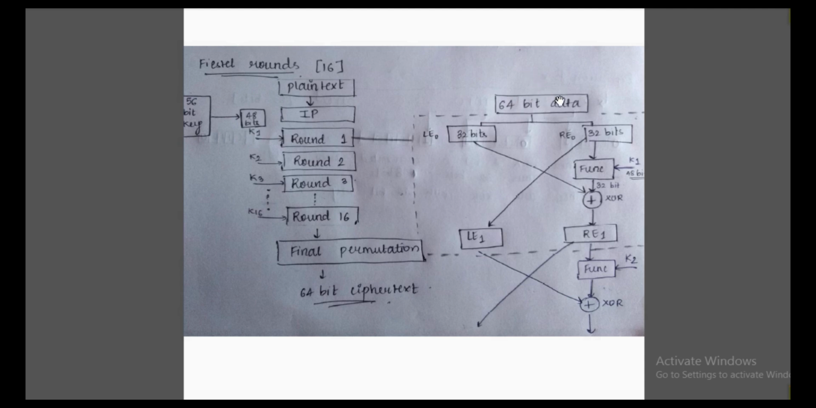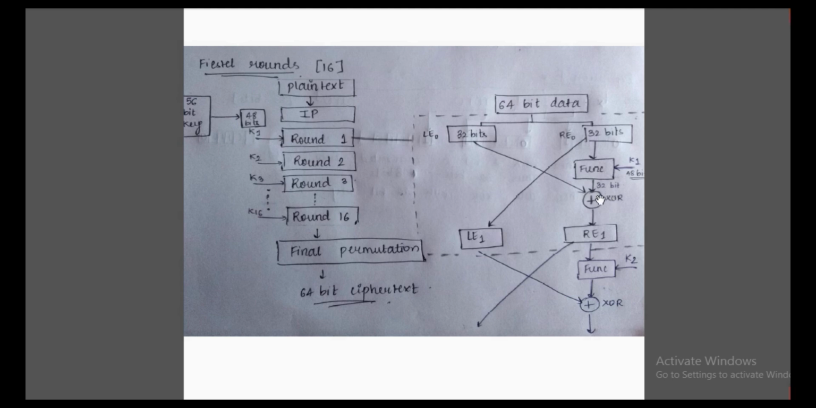Here we have 64-bit data as input, and then it is divided equally into 32 bits, and this can be called LE0 and this can be called RE0. And in this, the 32 bits at the right side will be passed to a function along with a 48-bit key, and this key 1 is the key which is given to round 1 here. So you can see that we are providing a 48-bit key and 32 bits of data, and the output produced is 32 bits. What happens in this function, I'll tell you later.